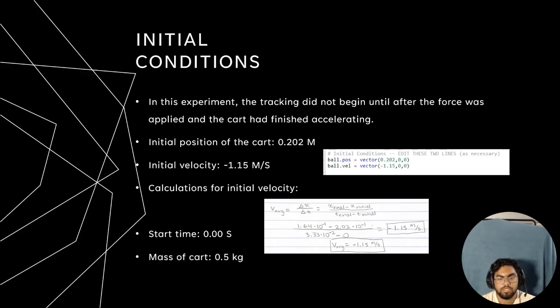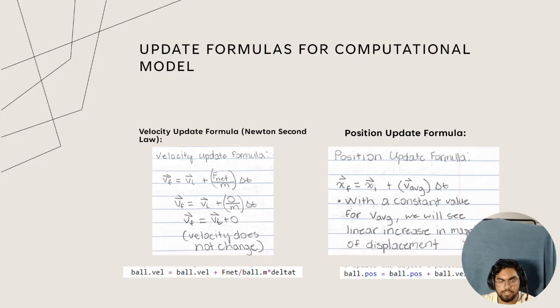The initial position of the cart was 0.202 meters. The initial velocity was negative 1.15 meters per second. This can be seen in our calculations where we just did change in x over change in t. Start time is 0.00 seconds. The mass of the cart is 0.5 kilograms.